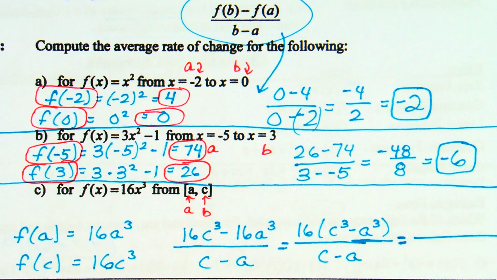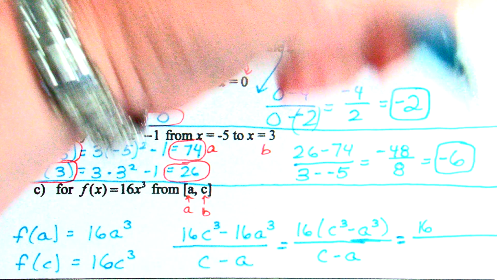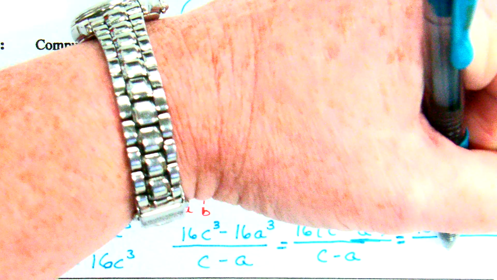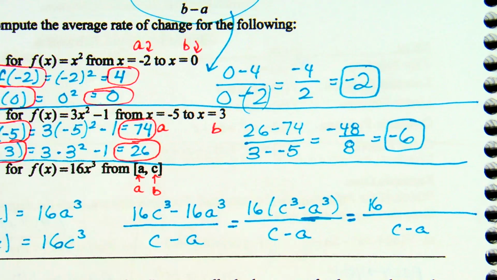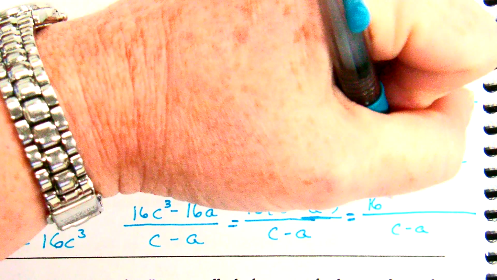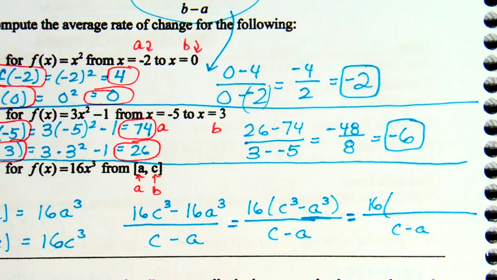Okay, so the 16 is still going to carry over and be a 16. The c minus a in the denominator is still going to carry over and be a c minus a in the denominator. Now, work with me on remembering how to factor. Because it is two terms that we can take the cube roots of, c cubed and a cubed. Whether it's sum or difference, you can factor. The first part factors into a binomial.